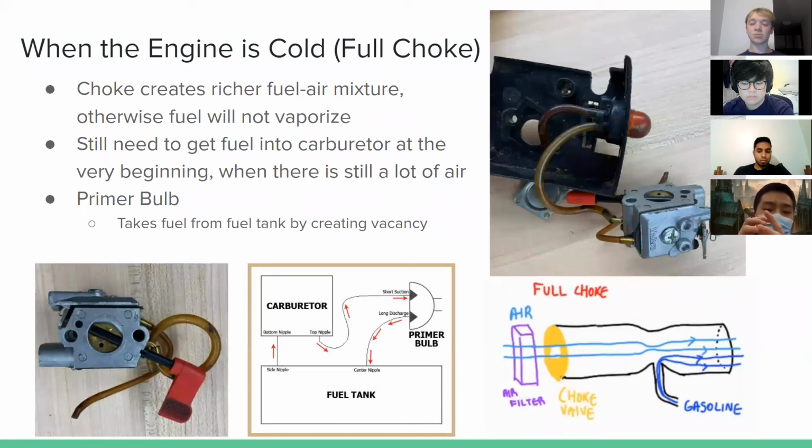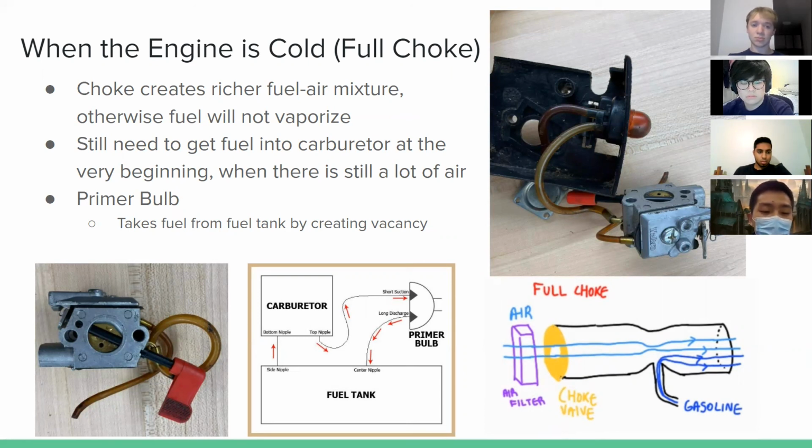However, when we go a step forward and the engine is cold and it's not started at all, we have to choke the engine completely by closing the choke valve and leaving only a tiny hole on it. The reason why we choke it is because when the engine is cold, fuel will not vaporize correctly with the steady state fuel to air ratio, so a richer mixture is required.